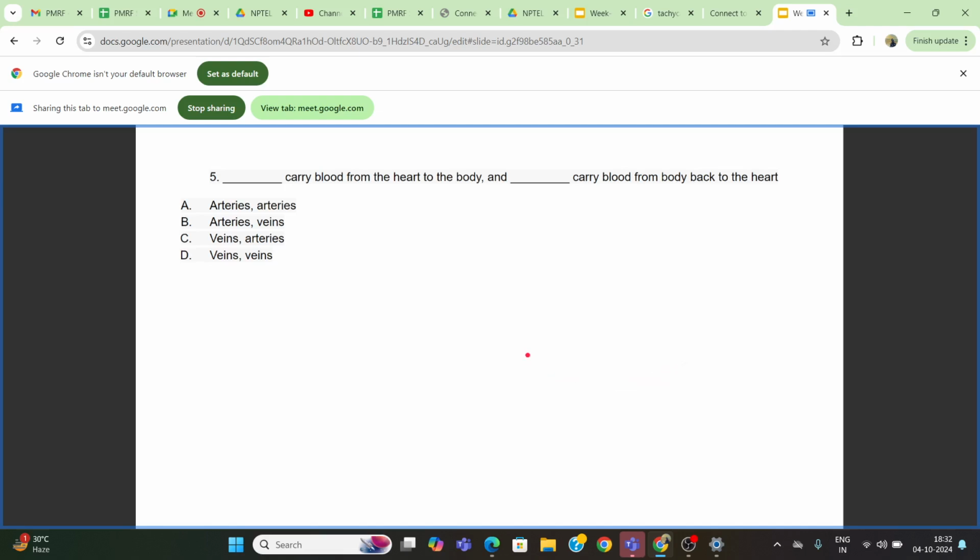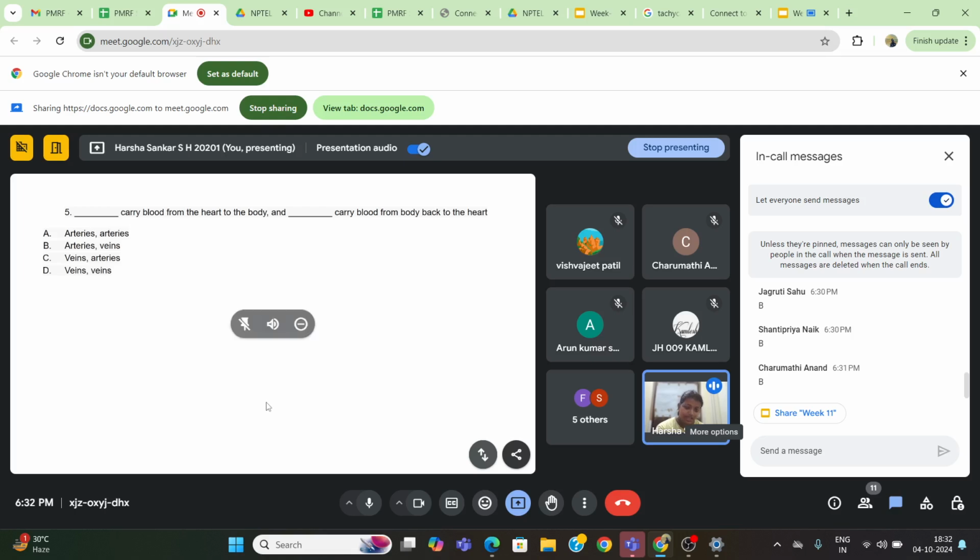Dash carry blood from the heart to the body, and dash carry blood from the body back to the heart. Arteries, veins. This we clearly understood last week also when we studied about the heart.